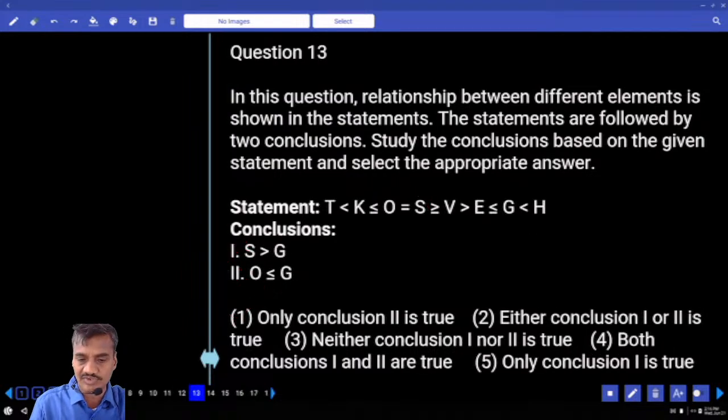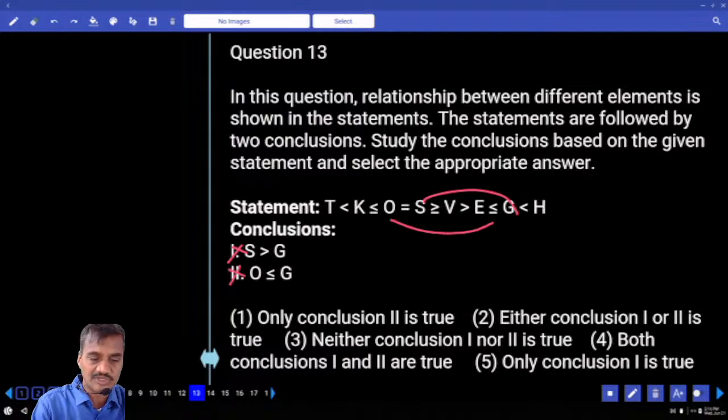The next one, the 13th one, S and G. Between S and G, two opposite symbols, no relation can be drawn. And the next one, O and G, again two opposite symbols, no relation can be drawn. Then what is your answer here? Neither one nor two.